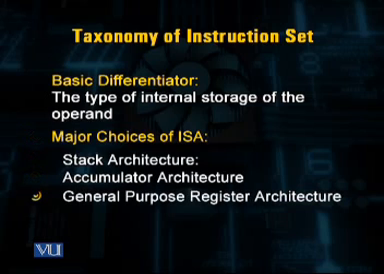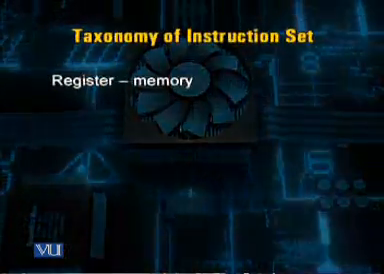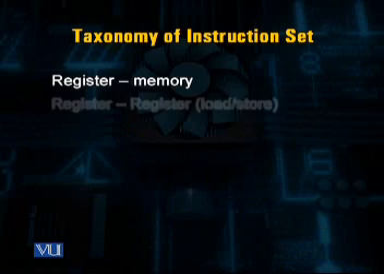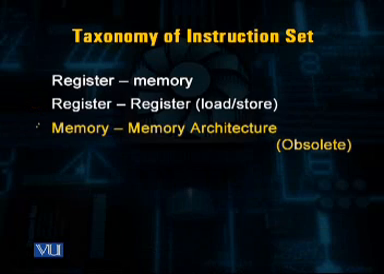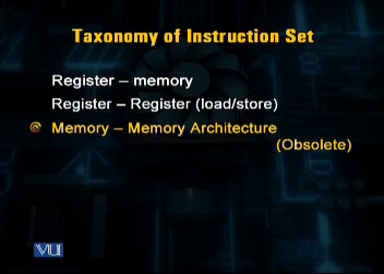And then we will be talking about the general purpose register architecture. The general purpose register architecture can be further divided into three distinct types. That is the register memory type, the register type, which is also known as the load store type of architecture, and the memory type of architecture. However, this memory type of architecture is presently obsolete.